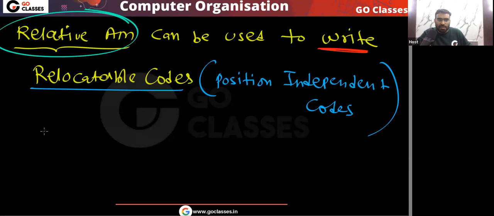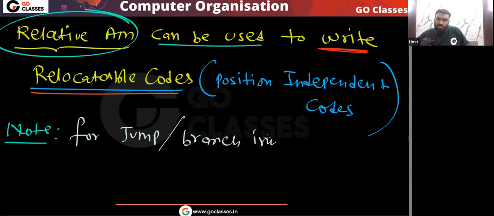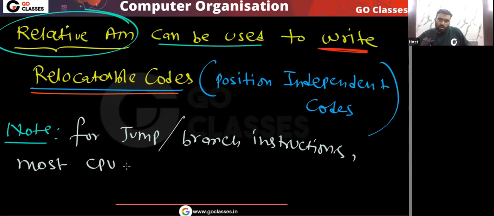Now, did you find the importance of relative addressing mode? Relative addressing modes can be used to write relocatable codes. Also remember, for jump or branch instructions, most CPUs use relative addressing mode.